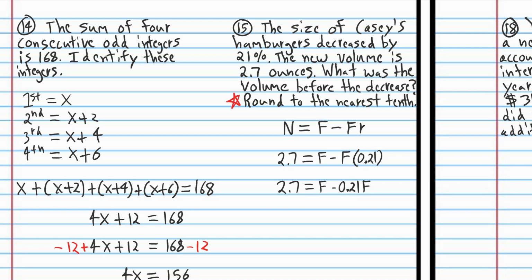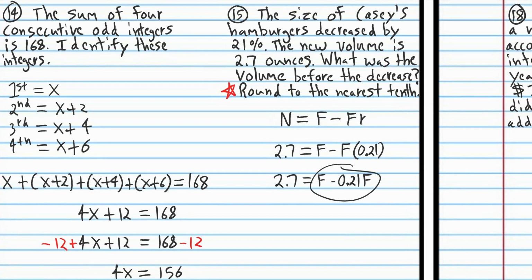All right, so I'm just going to move that 0.21 in front of the F because it's traditional to write it to the left of the F. And these are what we call like terms, so we can just combine those. There's no coefficient here, but it's just assumed to be 1. 1F minus 0.21F would be 0.79F. You can use your calculator for that, 1 minus 0.21.